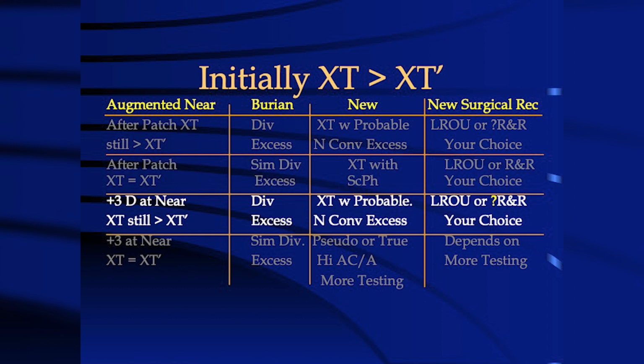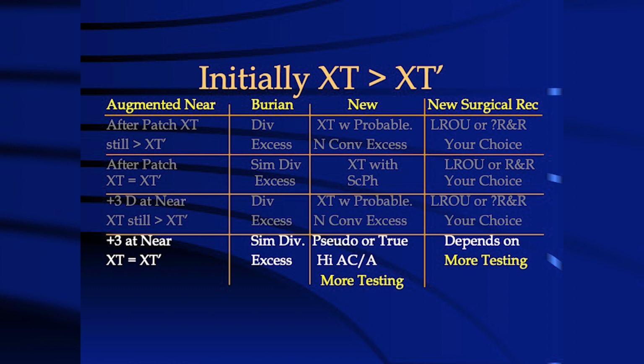With +3s at near, the exotropia at distance is still greater than near. The near didn't increase. Burian calls it a divergence excess. New classification, exotropia with probable near convergence excess. Same surgical recommendations as in the first row. Lateral recessions or probably recess resect.